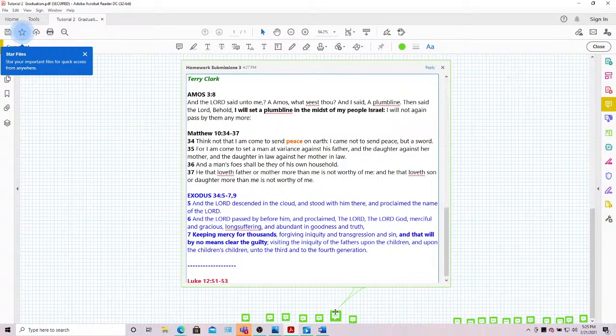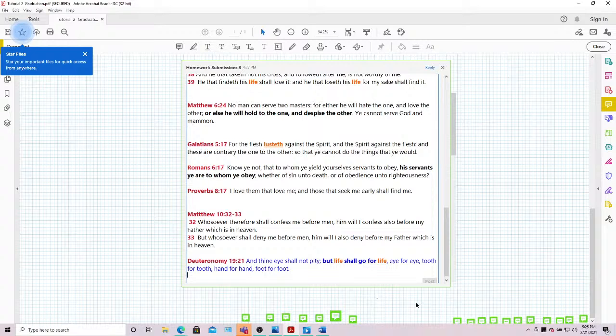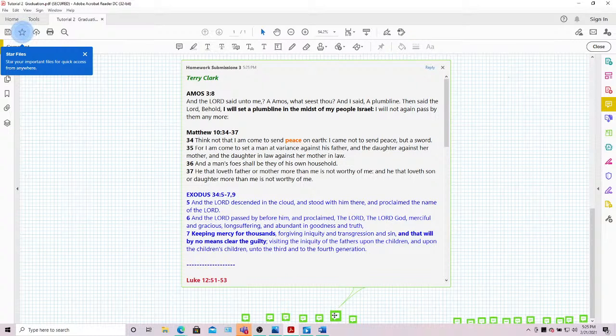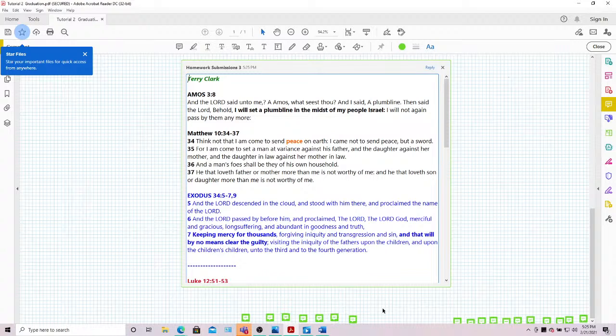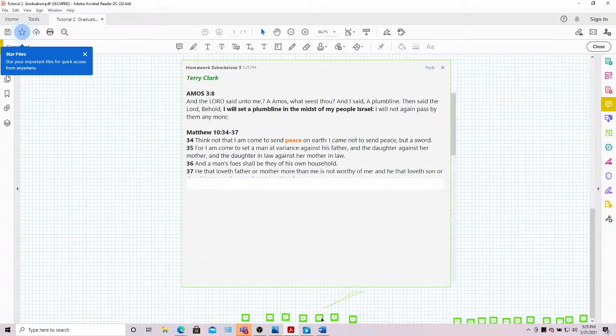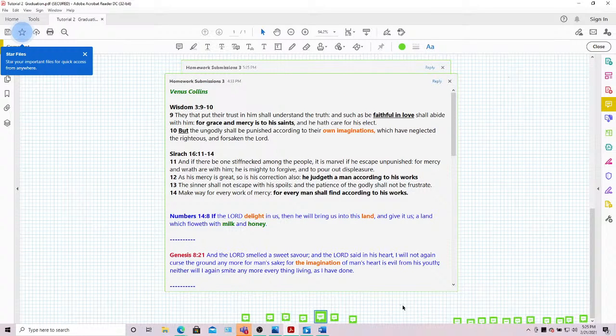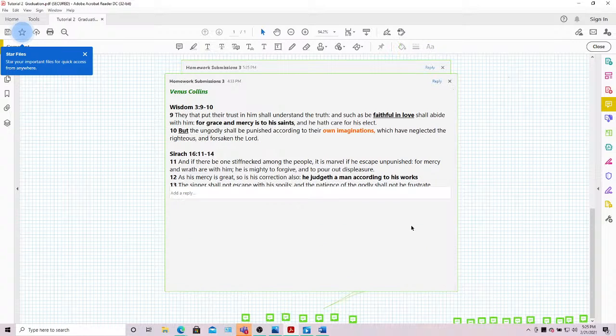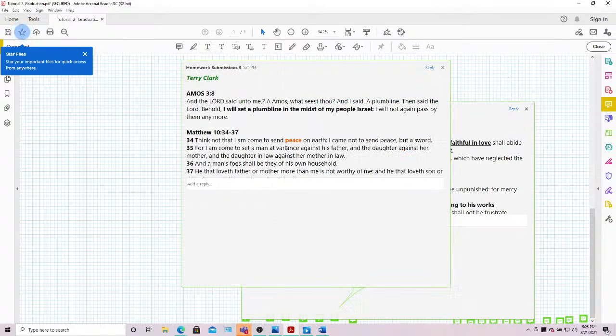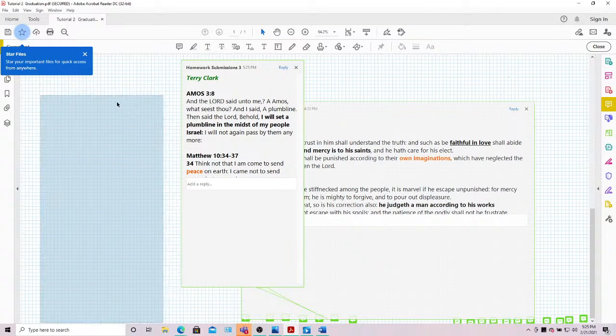So bring this down, double click it. I'm just going to minimize this and move this out of the way. Don't want to go nowhere.